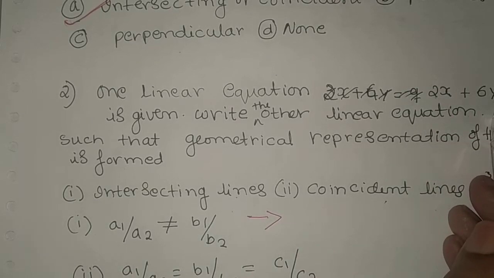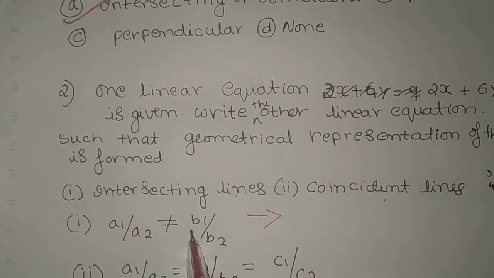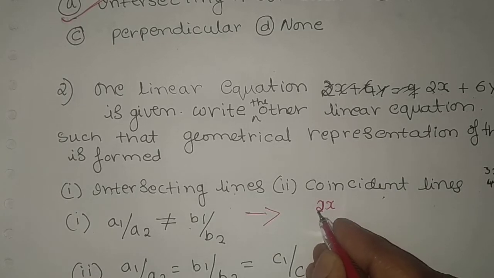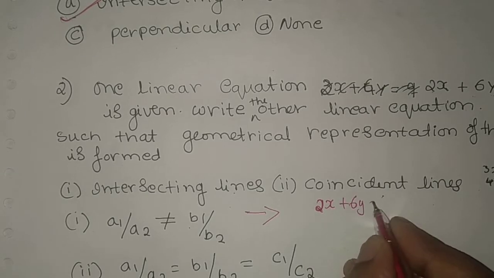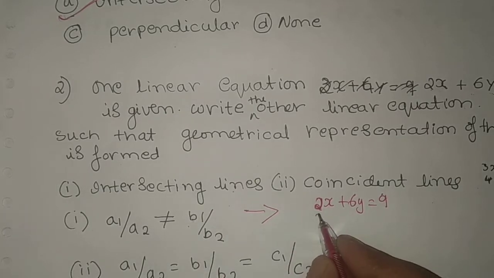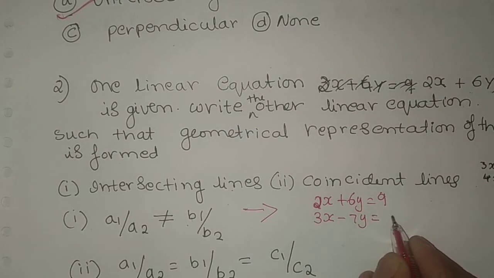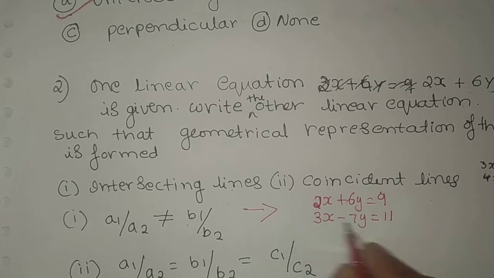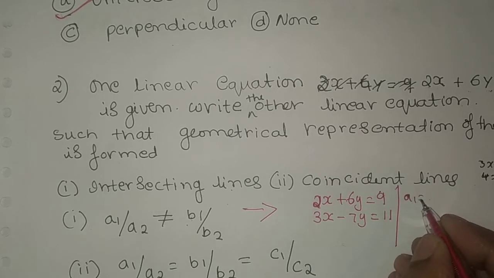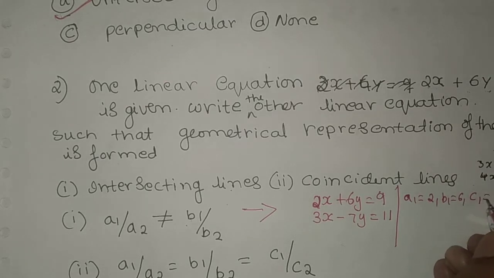So we have the given equation 2x plus 6y is equal to 9. Now, to make intersecting lines, we take an equation such that this condition holds good. Therefore 3x minus 7y is equal to 11. This is the equation for the first condition. So A1 is equal to 2, B1 is equal to 6, C1 is equal to 9.